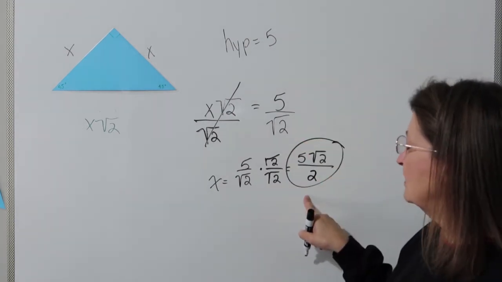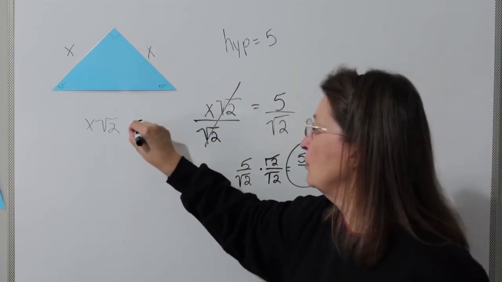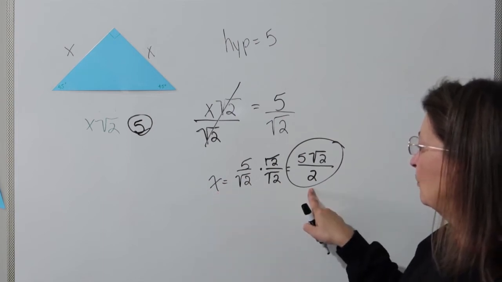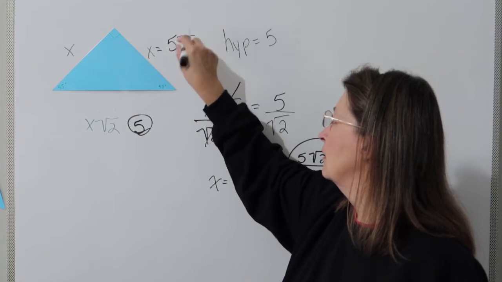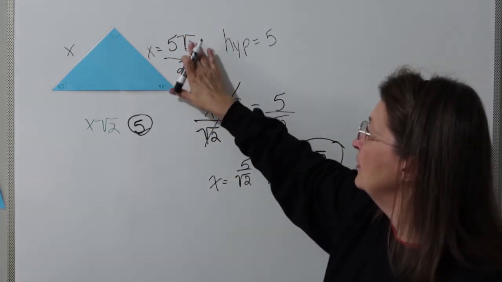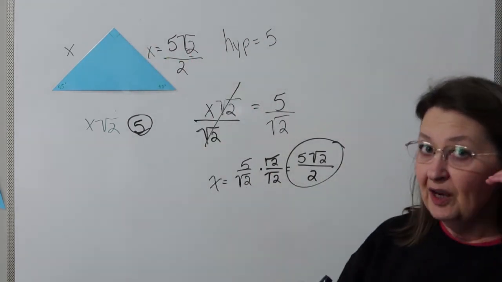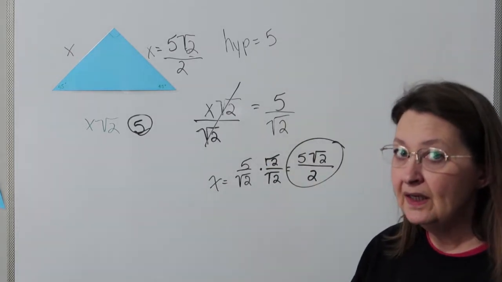So this is the length of a side. We were told the hypotenuse was equal to 5, so that goes here. Now x equals 5 square root of 2 over 2. 5 square root of 2 over 2 on both sides. So you see how much easier that was than having to use the whole Pythagorean theorem again?